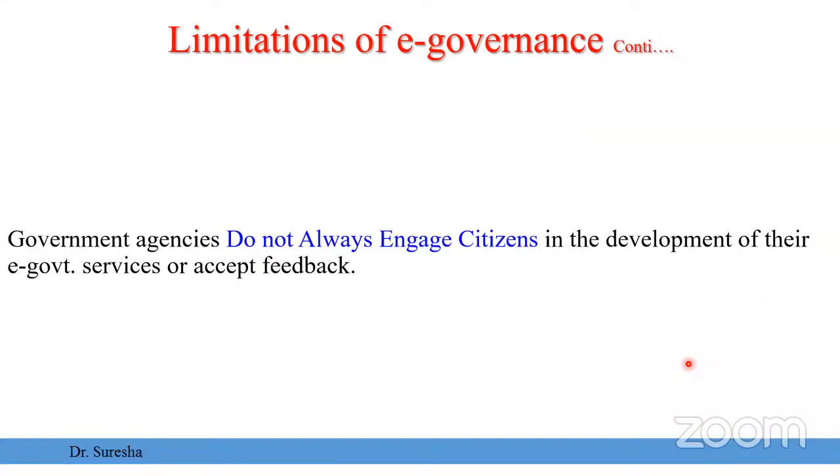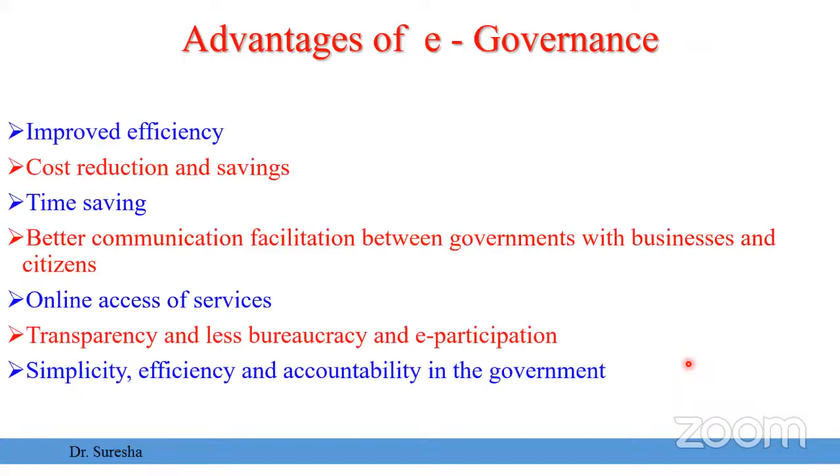Government agencies do not always engage citizens in the development of their e-government services or accept feedback. Many government agencies don't accept people's feedback during implementation, because if they consider complete feedback, it becomes very difficult to implement.